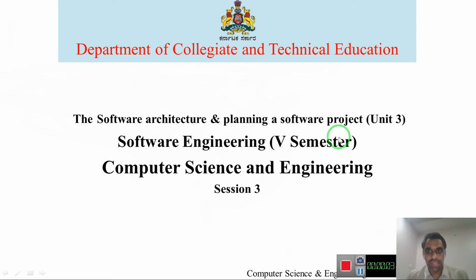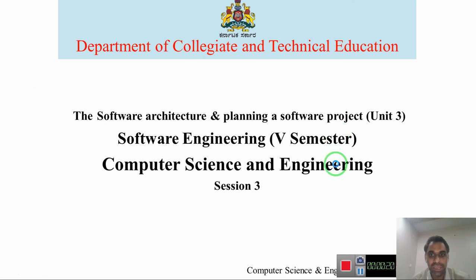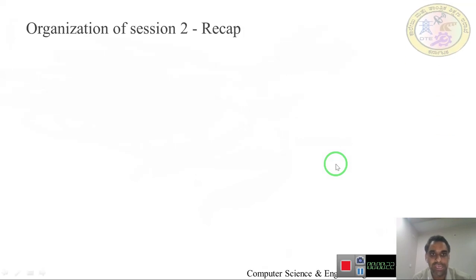Students, let me go through Unit 3, Session 3 of Software Engineering, which is on software architecture and planning a software project. Before I discuss the content of Session 3, I would like to have a quick recap on what we have learned in Session 2.